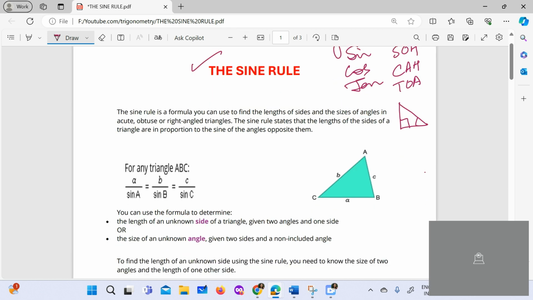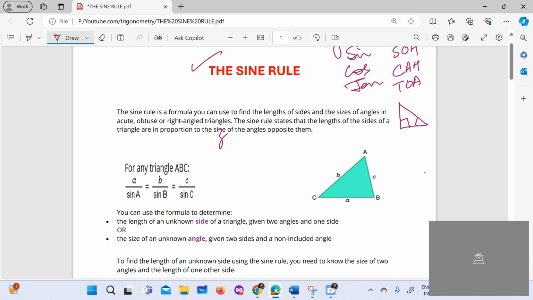Sine rule is a formula you can use to find the length of sides and size of the angles in acute, obtuse or right triangles. So basically we go with the acute or obtuse, because for right angle triangle you already have trigonometric ratios. Okay, now what is this sine rule all about? The sine rule states that the lengths of the sides of a triangle are in proportion to the size of the angles opposite to them.